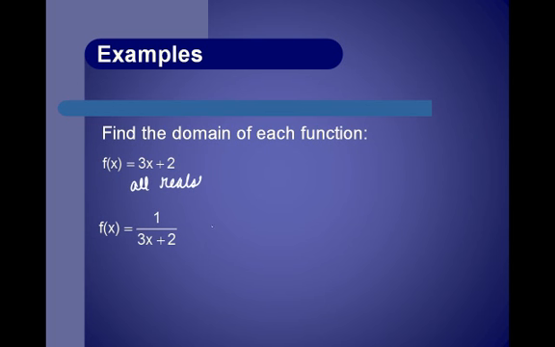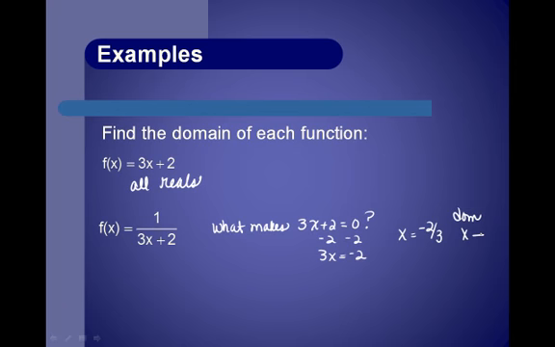So what we do is we find what makes 3x plus 2 equal to 0. Well, to solve that, we're going to subtract 2 from both sides. We get 3x equals negative 2. Divide by 3, and we get x would be negative 2/3. Now remember, that's the value that makes the denominator 0. So our domain is going to be all x's except negative 2/3.